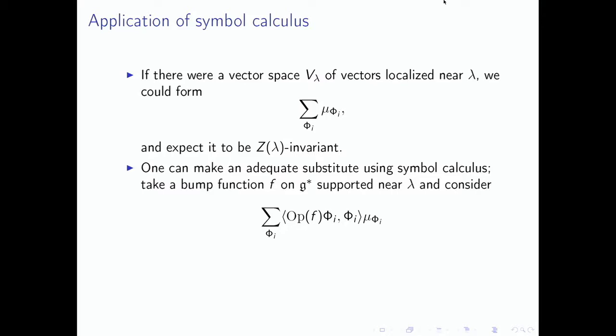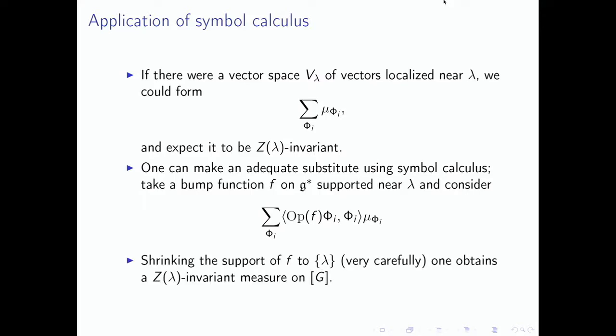Okay, now that doesn't quite make sense, but using the symbol calculus I mentioned earlier, you can put in a weight here, and you can make something that basically substitutes for this. So you use a bump function supported near lambda and restrict to vectors that are localized in its support, and then you very slowly shrink its support down to a single point, and you get an invariant measure. This shrinking is slightly more subtle than it sounds.